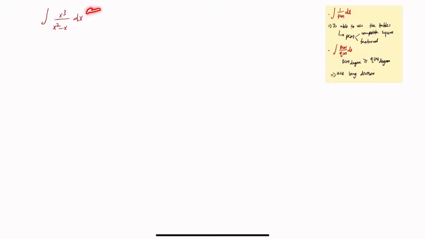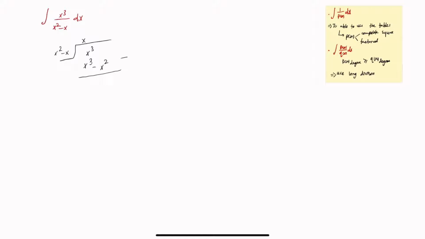Notice in here the numerator degree is larger than the denominator degree. Therefore, we can use long division. So we're going to have the denominator, and then we're going to have the numerator. Notice in here when we divide x cubed over x squared, we're going to have x. So we have x in here. Now we're going to multiply this x by in here. So we're going to have x cubed and then minus x squared.